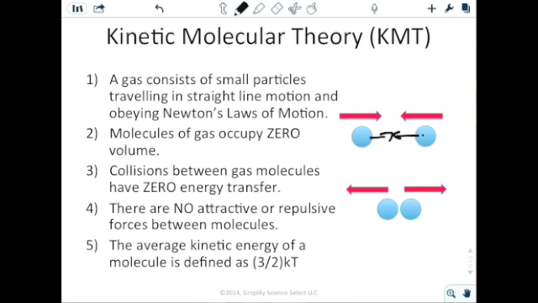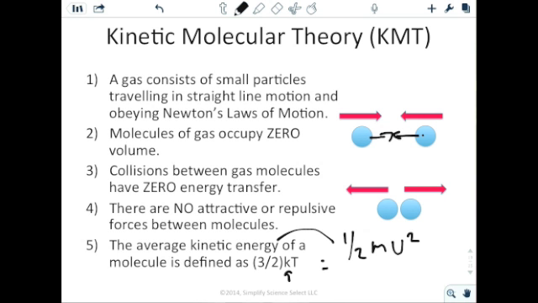And then lastly, the average kinetic energy of a molecule is defined by 3/2 times the Boltzmann constant times temperature. We can also say that the kinetic energy is equal to 1/2 our mass times our velocity squared. Basically, this allows us to say that the kinetic energy in a system is related to the temperature of a system. So as the temperature goes up, kinetic energy goes up as well.